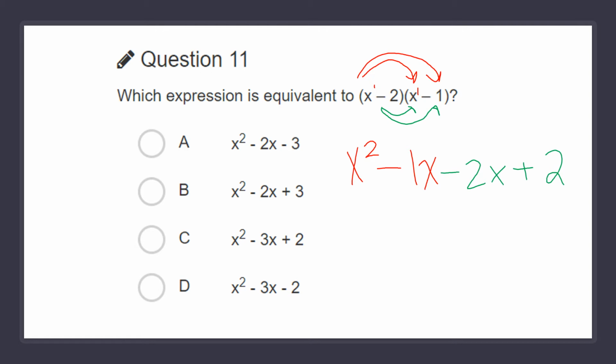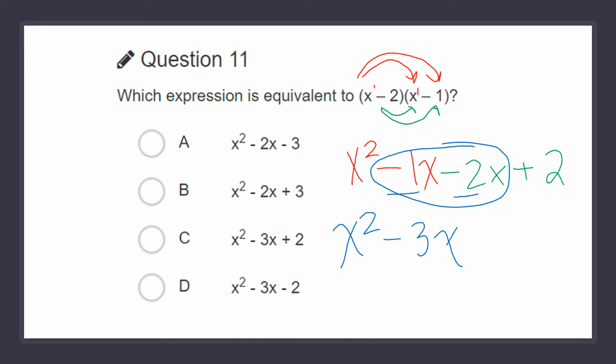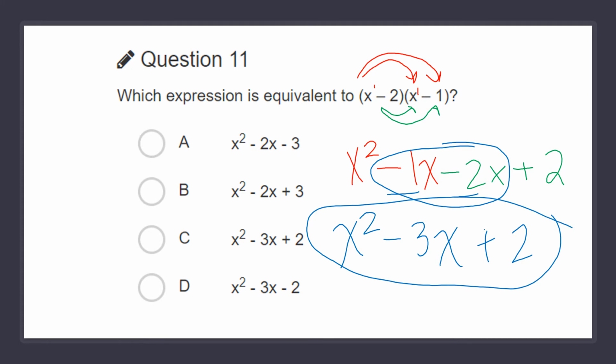So after you distribute or after you FOIL, you want to look for like terms. Most of the time, your two middle terms, your outside and your inside, or your OI, you'll be able to combine those together. So it's going to give us x squared. Negative 1 minus 2 is negative 3. X stays the same. And then plus 2. So that is your final answer, which matches up to option C.